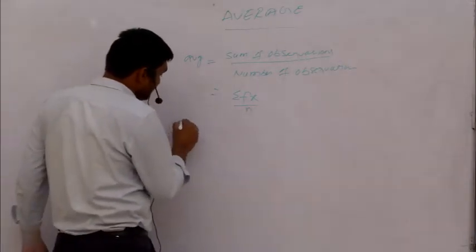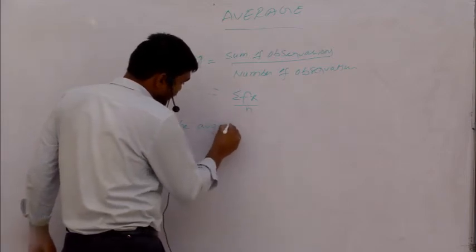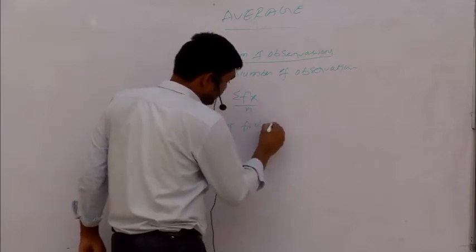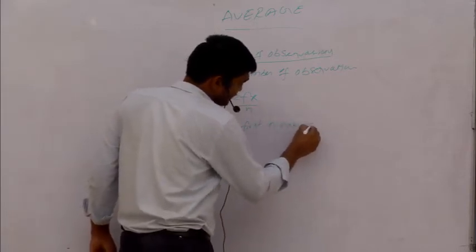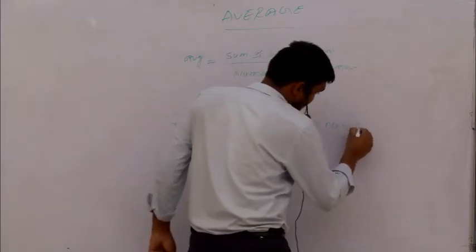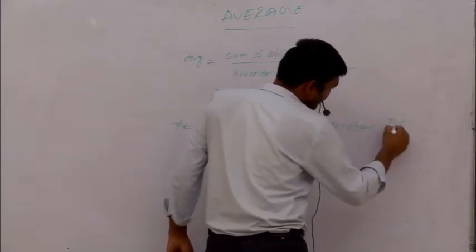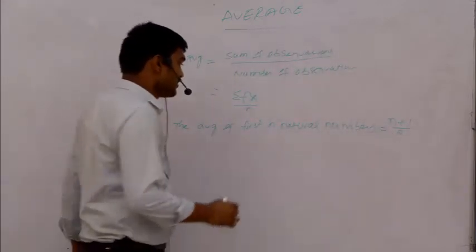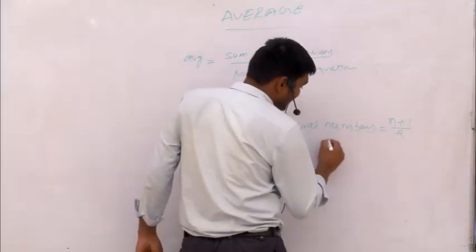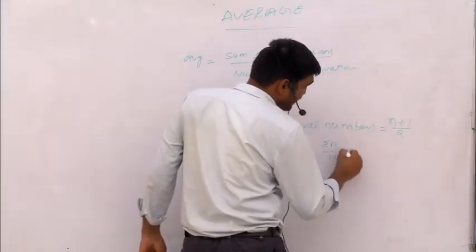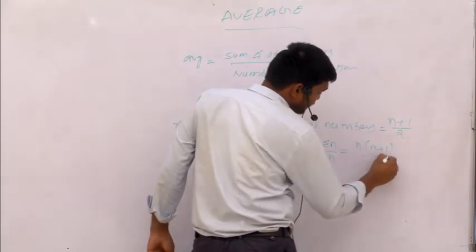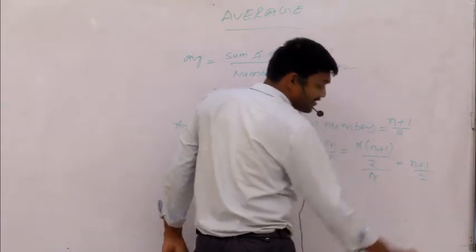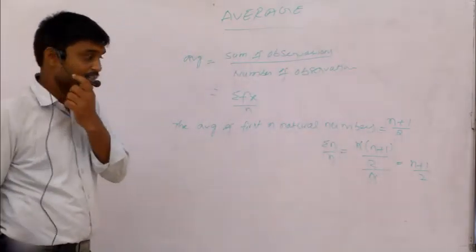The next, the average of first n natural numbers is n plus 1 by 2. So, that is sigma n by n. Sigma n is n into n plus 1 by 2, by n cancel. So, that's why average equal to n plus 1 by 2.